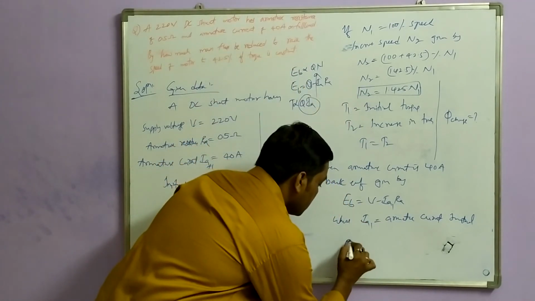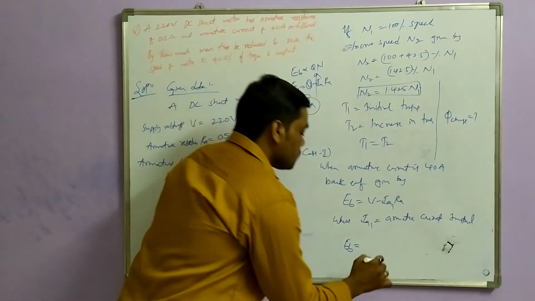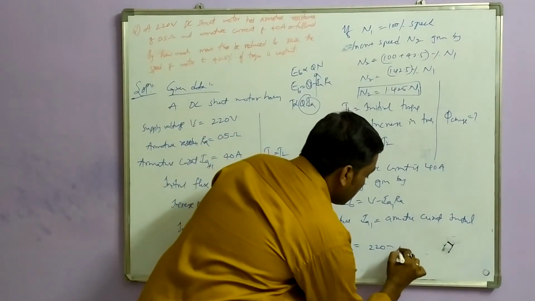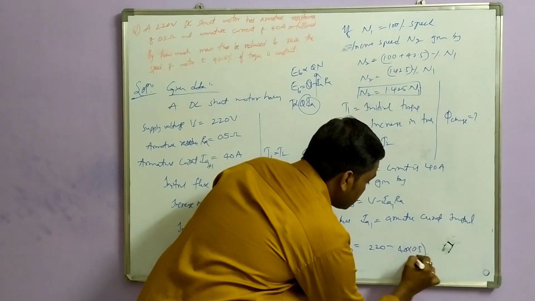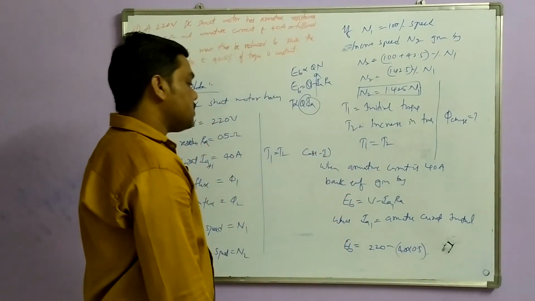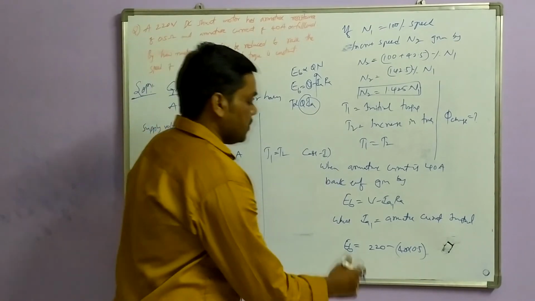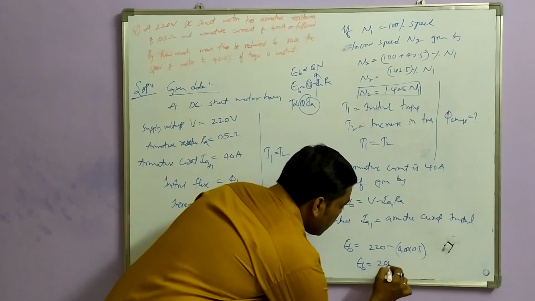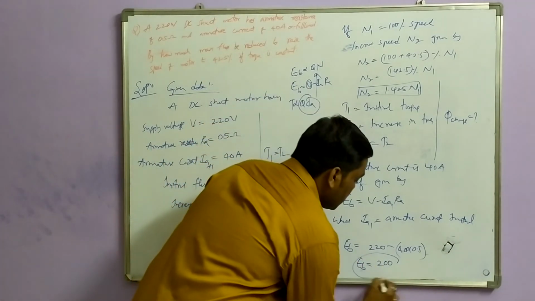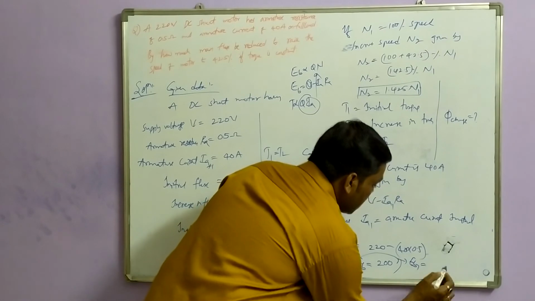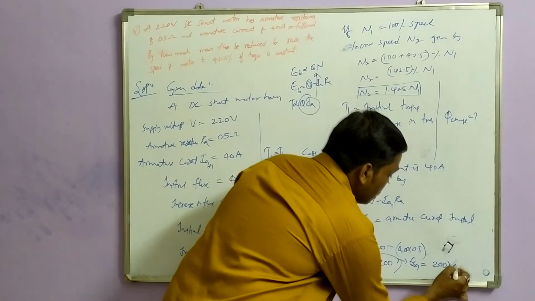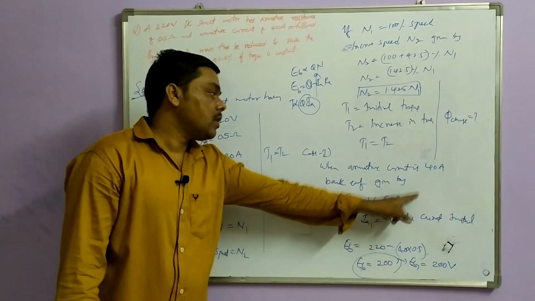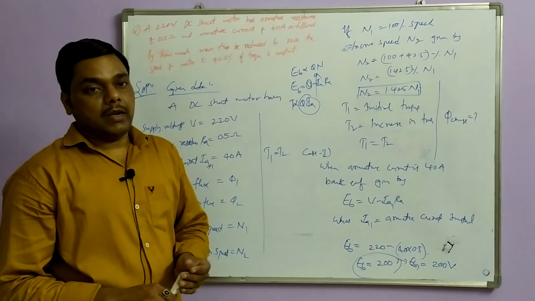Now substitute the values: V is equal to 220, IA1 is given as full load 40, and armature resistance is 0.5. What is the value for the initial case? EB is equal to 200. Let us say this EB is EB1. Now it is equal to 200 volts. This is case 1, EB1, when the armature current is 40 amperes.